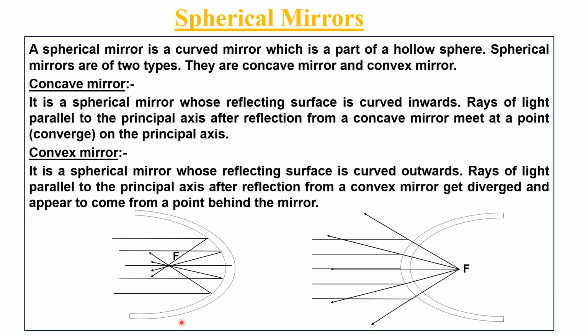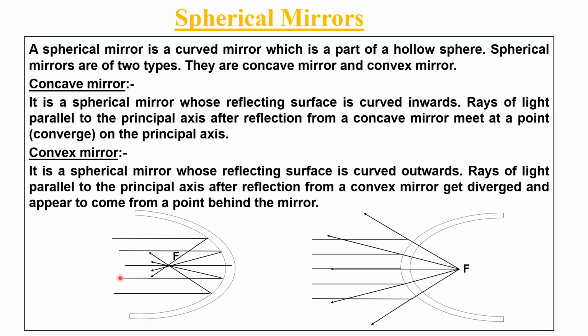Next we are going to see spherical mirrors. A spherical mirror is a curved mirror which is a part of a hollow sphere. These spherical mirrors are of two types: concave mirror and convex mirror. The first mirror we are going to see is the concave mirror. A concave mirror is a spherical mirror whose reflecting surface is curved inwards. So here this is the concave mirror, curved inwards.